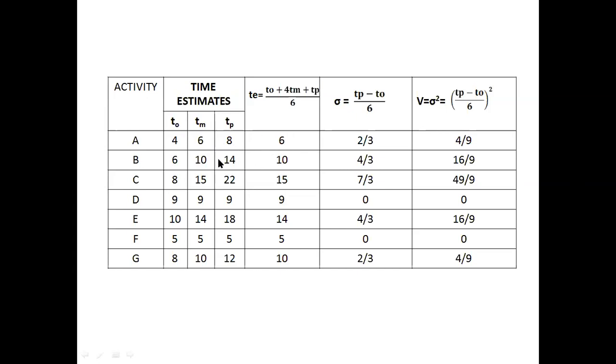Similarly, for the activity B, it is 10 into 4, 40 plus 6, 46, 46 plus 14, 60, 60 divided by 6 will make it 10. Like that, the expected time duration for each activity has been calculated by using this equation. Similarly, the standard deviation for each activity is calculated by using the equation (TP minus TO) divided by 6. And the corresponding variance, that is the square of the standard deviation, has been calculated. Then afterwards, we'll go for drawing the network diagram based on the given precedence relationship.